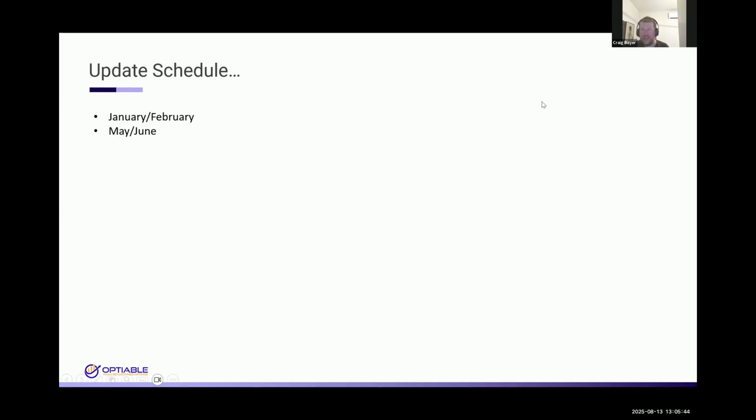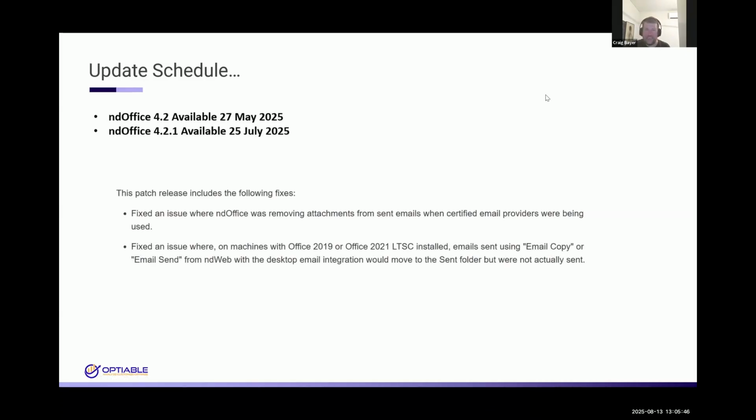Now I checked this out here because I wanted you to see this. So ndOffice 4.2, which is the newest version of ndOffice. Let me take that back. 4.2.1 is the newest version of ndOffice, but 4.2 was available May 27th. The patch 4.2.1 came out July 25th. Now these are actual dates here. That is an actual longer cycle.